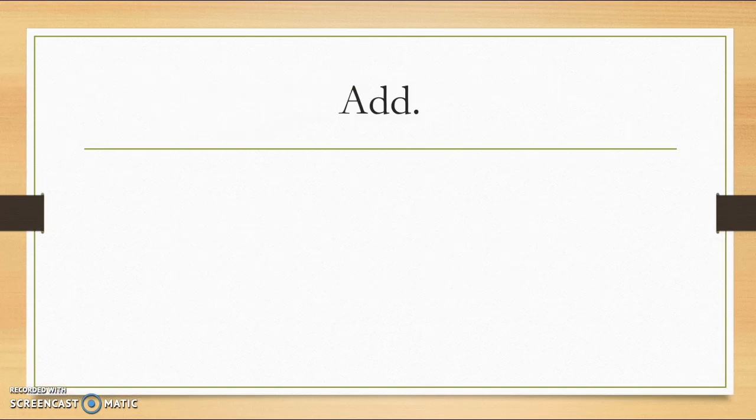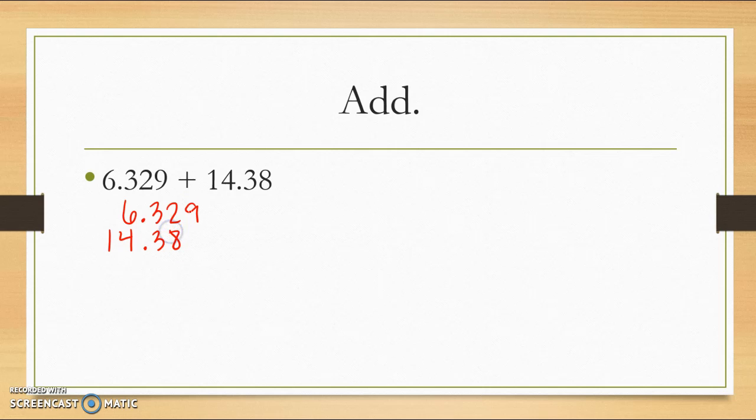Our first problem says for us to add. So the big thing we have to remember here is when we are adding with decimals, we need to make sure our decimals line up. So I'm going to line up my decimals here. And we see that there's this empty space right here. That's when we go ahead and add in a placeholder, which is just a 0 there, so we have the same amount of digits behind our decimal.